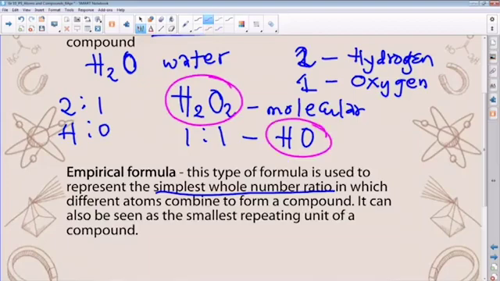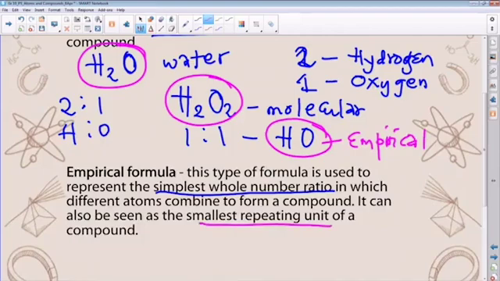Whereas in water, the molecular formula is H2O. If we can't simplify this further, the same molecular formula will also be the empirical formula for water. So we need to be careful. In this case, hydrogen peroxide has an empirical formula different from its molecular formula. So the smallest repeating unit here is HO.